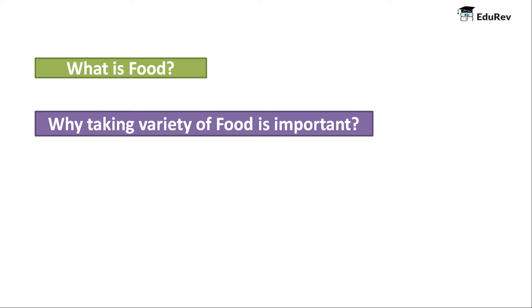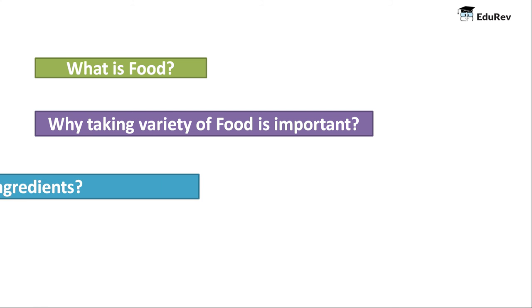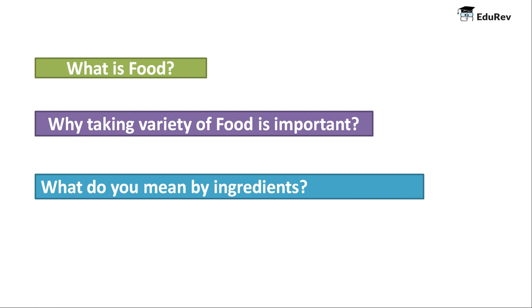Why is taking a variety of food important? Variety of food provides us different nutrition value. Different food items have different nutrients. That's why including a variety of food is important in our meals. What do you mean by ingredients? The raw materials needed to prepare a food item are called ingredients. For example, if we need to prepare kheer, we will need the ingredients milk, rice and sugar.